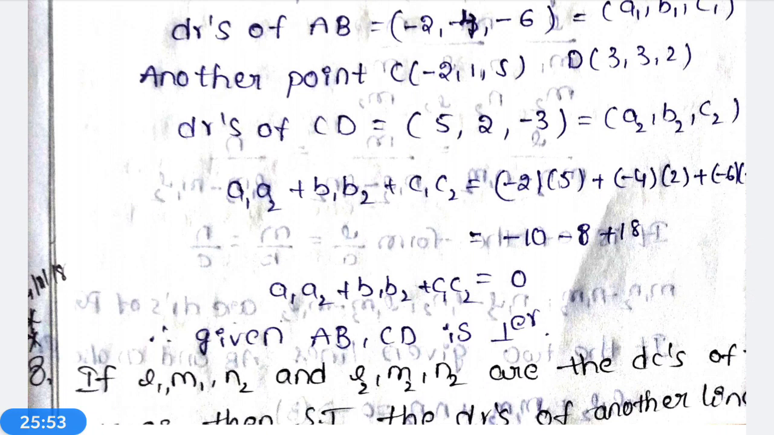Angle between the two lines when DRs are known is theta equal to cos inverse of A1 A2 plus B1 B2 plus C1 C2 by square root of sigma A1 square times square root of sigma A2 square. First of all, for that we have A1 A2 plus B1 B2 plus C1 C2 to be computed, which is equal to 0. Therefore, the two lines are perpendicular.